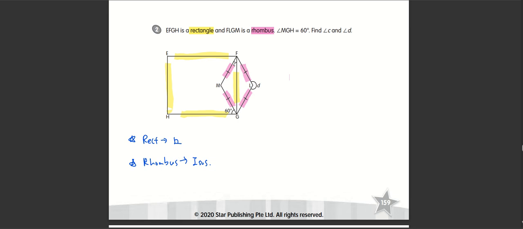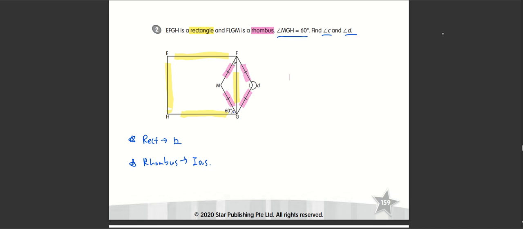It looks like there are two isosceles triangles joined to form the rhombus, FGM and FGL, the two isosceles triangles. That's probably the next property you need to use. And then you have the given angles here, angle MGH, angle C, and angle D. So you need to find angle C and angle D.